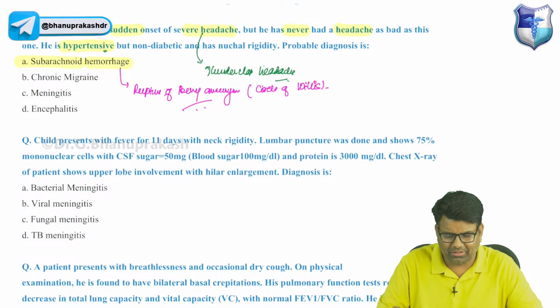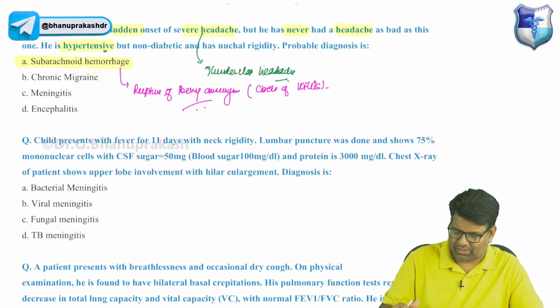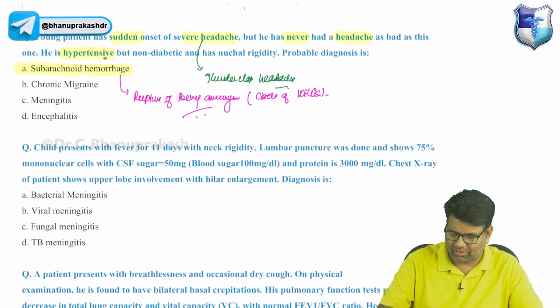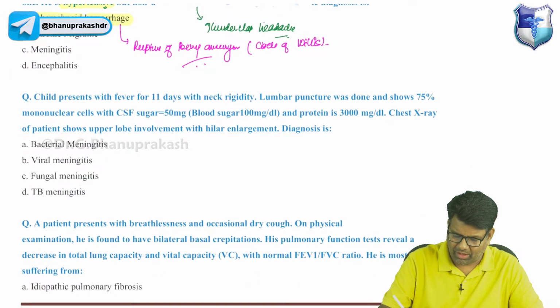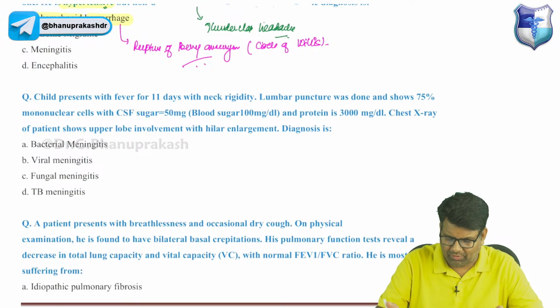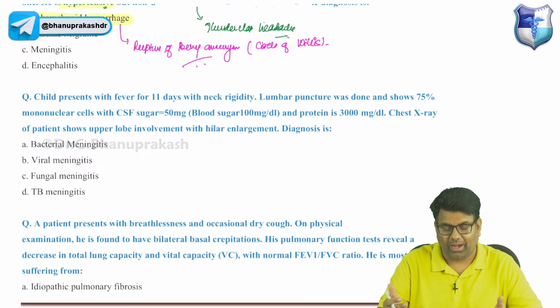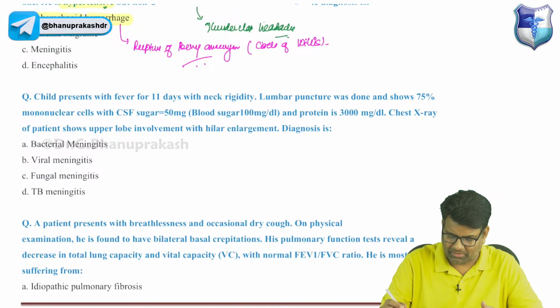Headache is frontal sinusitis. That is frontal sinusitis. Anyway, this is a classical presentation for subarachnoid hemorrhage. And when you do a lumbar puncture, you will find that it is stained with blood, because the blood has moved into the subarachnoid space.